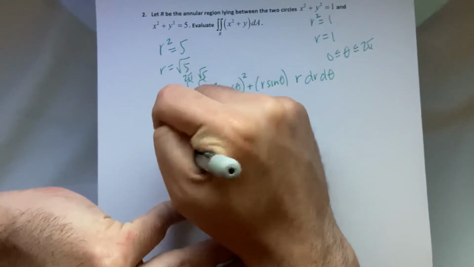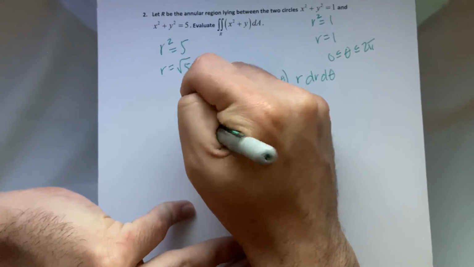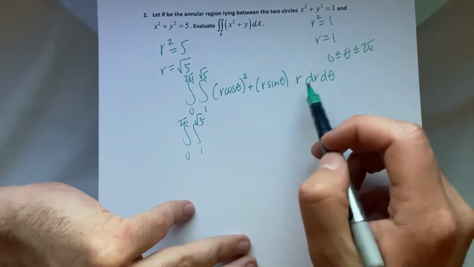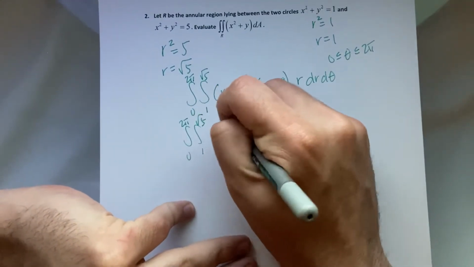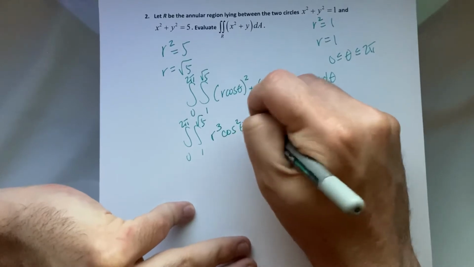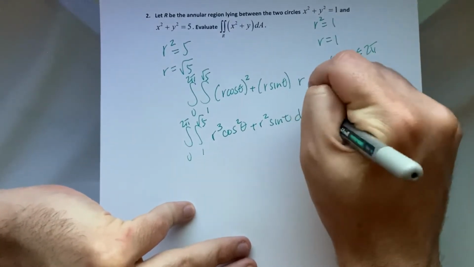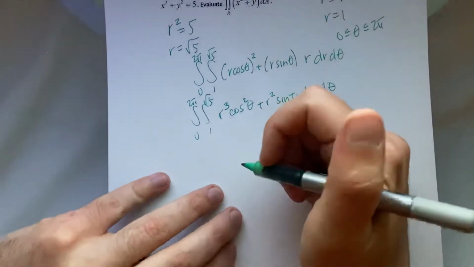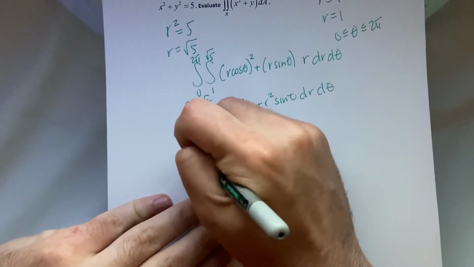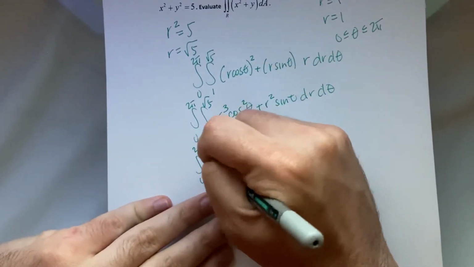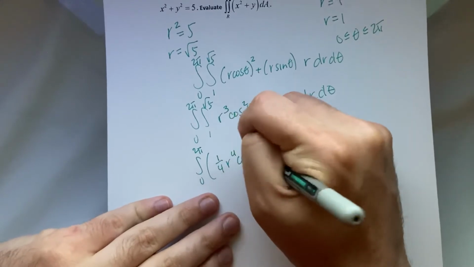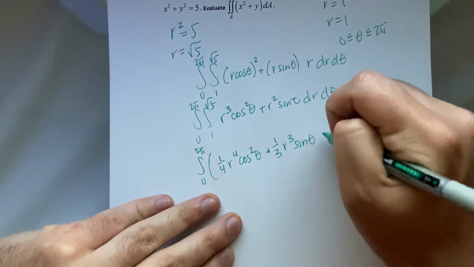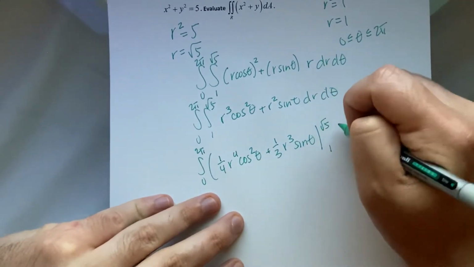So let's clean this up a little bit. R cosine theta squared is r squared cosine squared theta, but there's another r, so this is r cubed cosine squared theta. This will be r squared sine theta dr d theta. First, we need to integrate with respect to r, so that means this is the integral from 0 to 2 pi. This will be 1/4 r to the 4th times cosine squared theta, plus 1/3 r cubed sine theta, evaluated from 1 to the square root of 5.